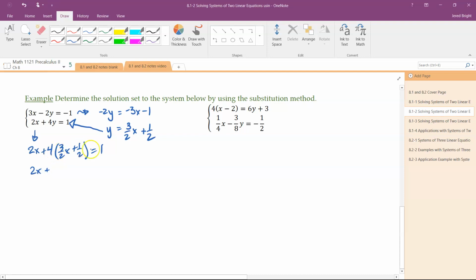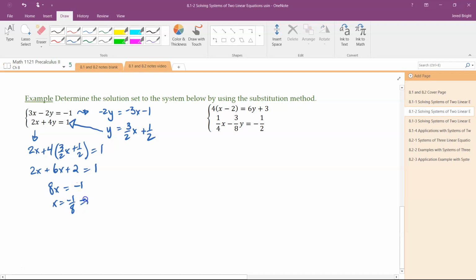So let's see, distribute the 4 to each piece. That effectively multiplies everything by 2. So 6x plus 2 is equal to 1, and I get 8x is equal to minus 1, x is minus 1/8.